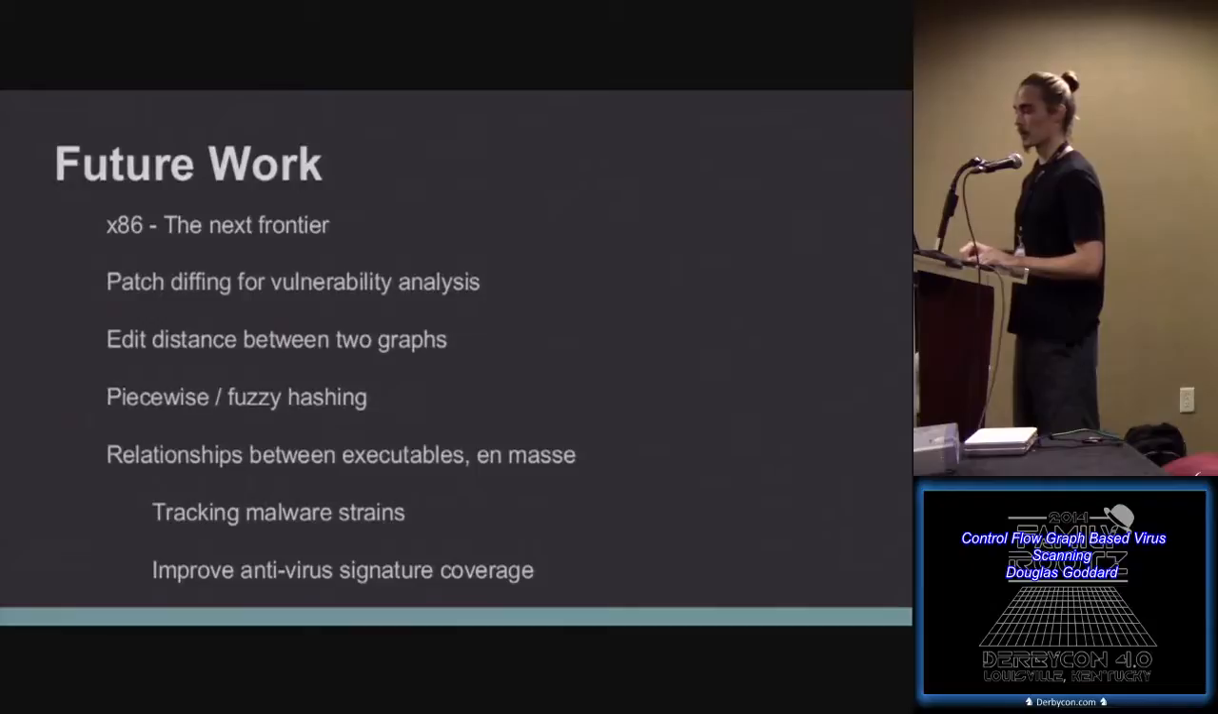So the future work, I'd like to look at x86, patch diffing and vulnerability analysis. Edit distance is a string algorithm to tell how similar strings are, and you can do the edit distance between two graphs. I think this would lend really well to a piecewise or fuzzy hash, where if you just took the vertex and edge counts for each function, strung those together, it would become unique enough to identify a file. So that's something I'd really like to take a look at.